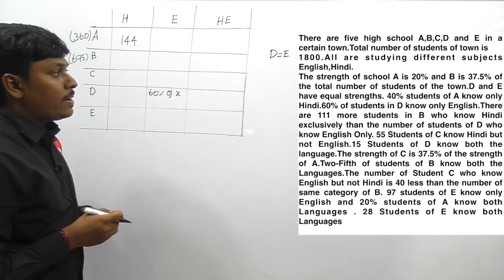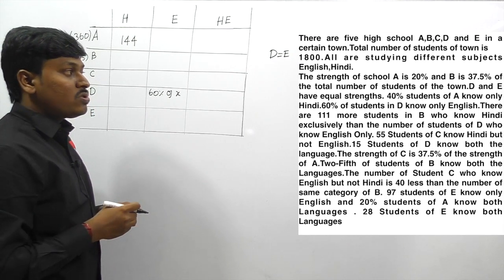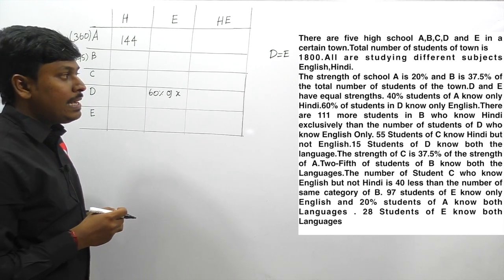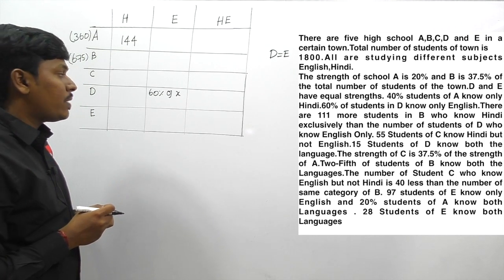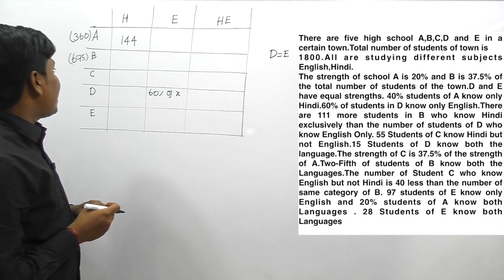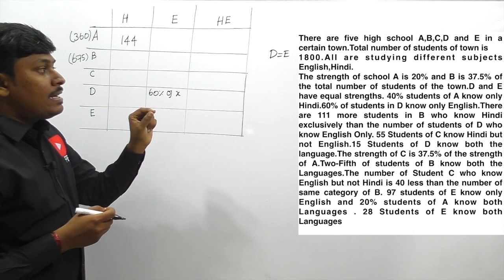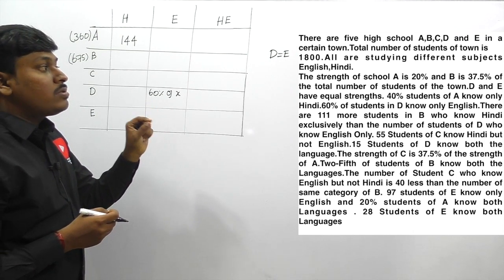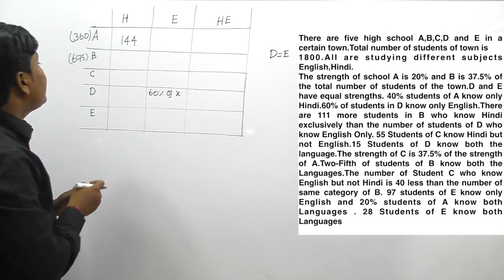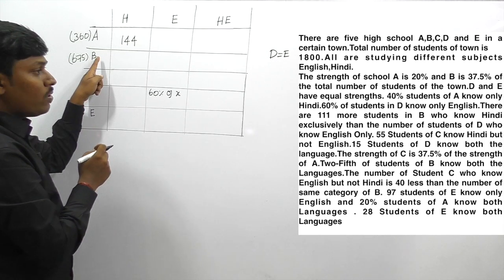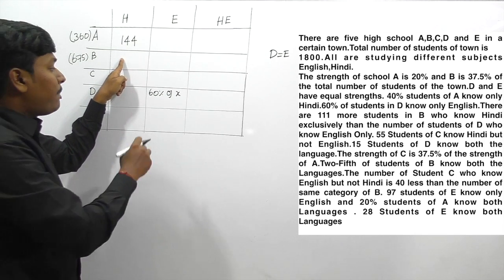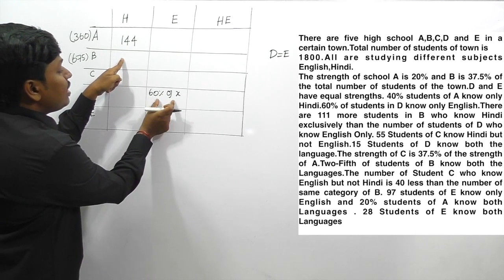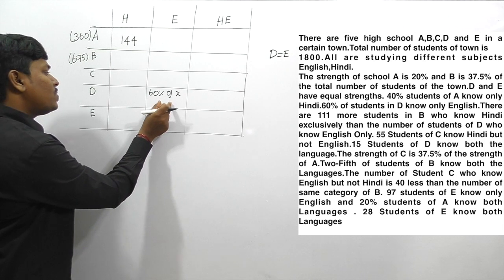Okay friends, next point. There are 111 more students in B who know Hindi exclusively than the number of students of D who know English only. So friends, listen carefully. They are saying that there are 111 students more in B, only in this region, right? When compared to this, D who is learning only English. But we don't know how many students are here.